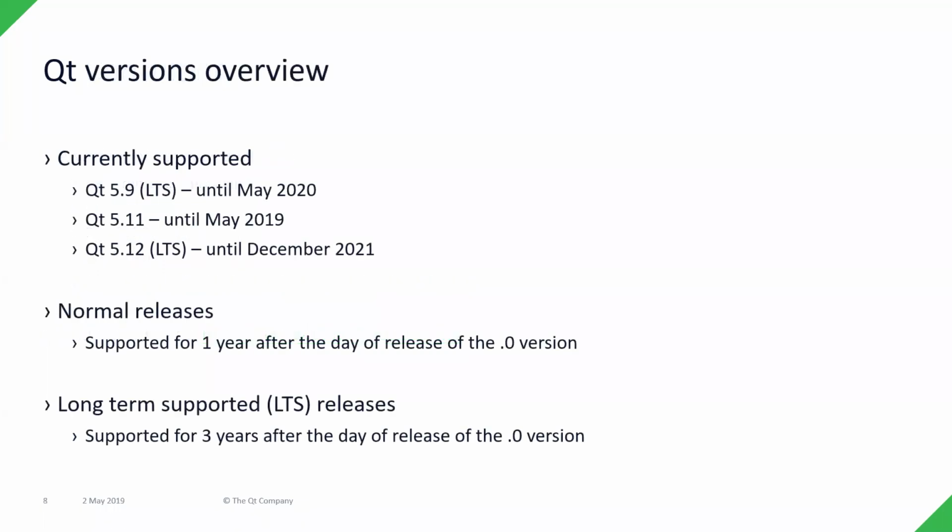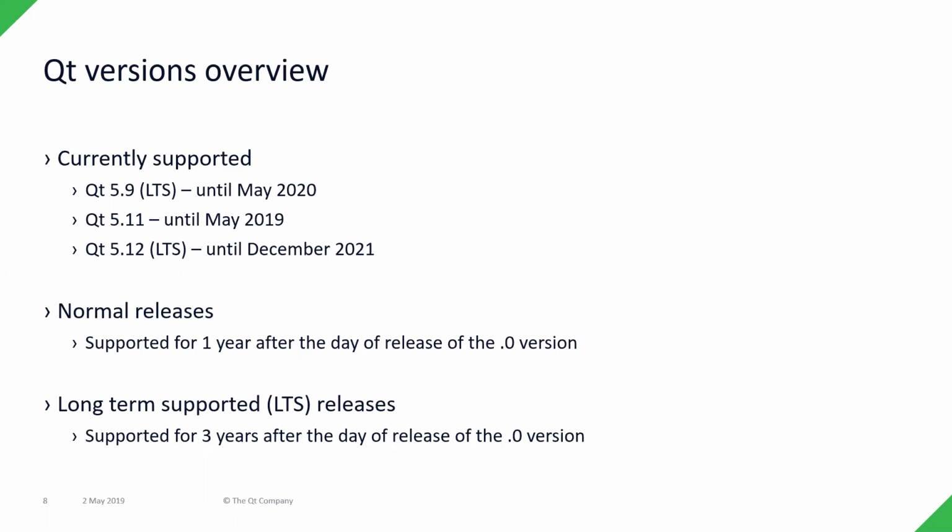So moving on to the versions overview. As I said earlier, currently all of the versions up to 5.8 and also 5.10 are no longer supported. What we actually support at this point in time, because Qt 5.13 will hopefully be released later this month, is Qt 5.9, which is a long-term supported release until May next year, 2020. Qt 5.11, which is a normal release, supported until the end of this month. And Qt 5.12, which is another long-term supported release, supported until December 2021.